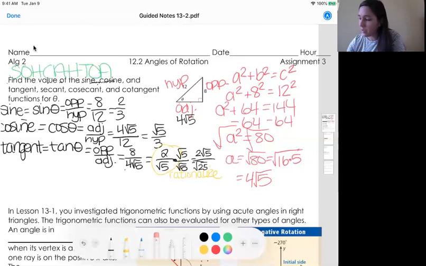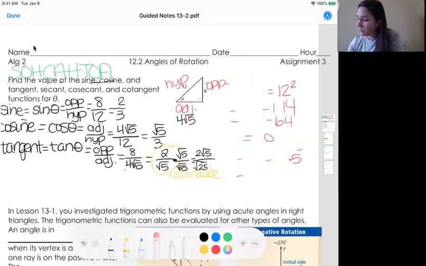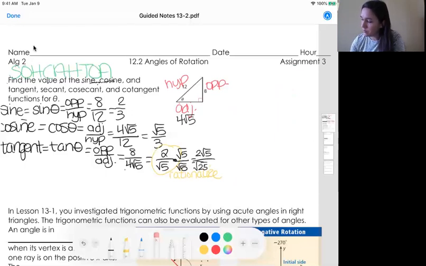I'm going to erase my Pythagorean work. Just a little more room. Okay, so I've got 2 root 5 over. So the square root of 25 is 5. Perfect. So that is our tangent.